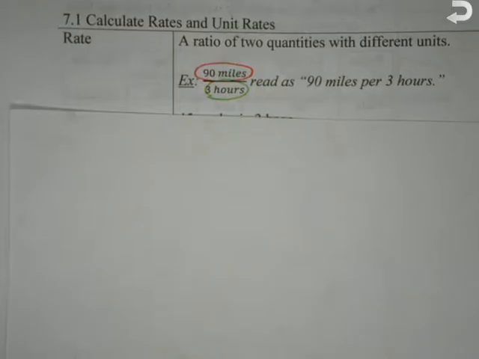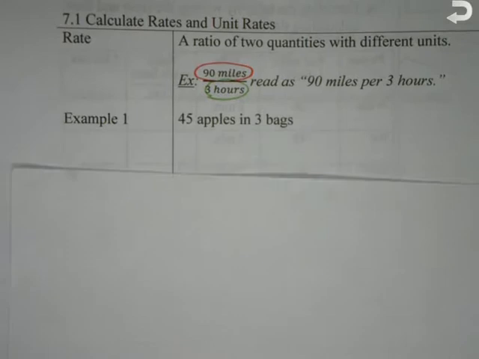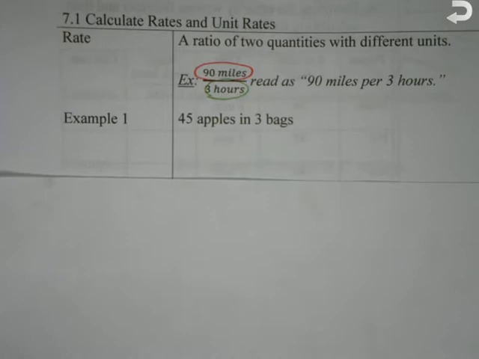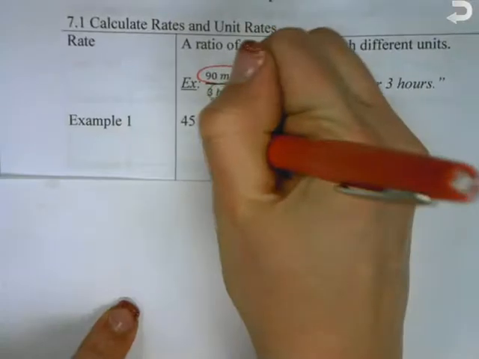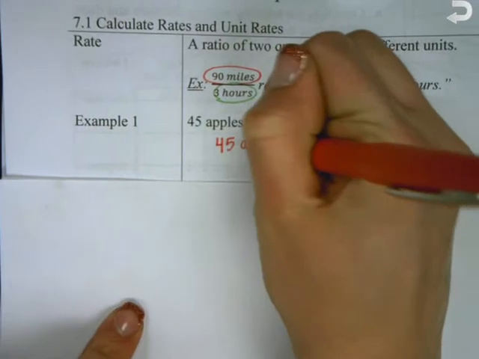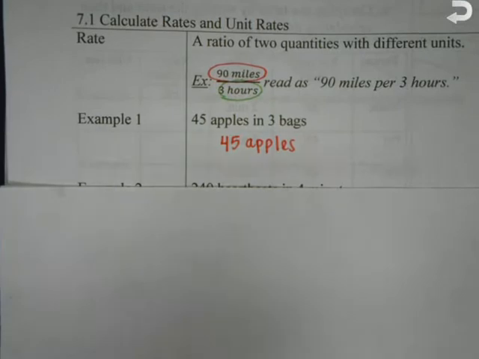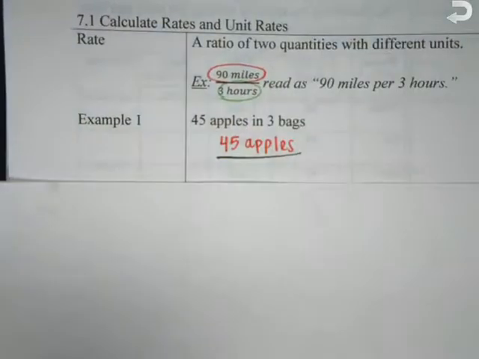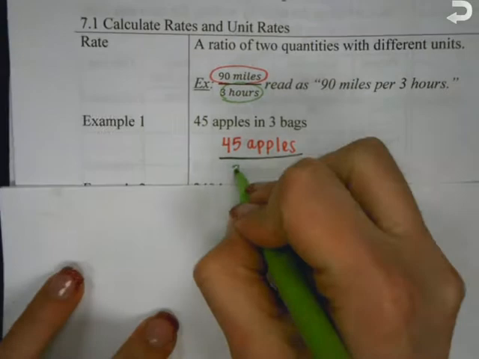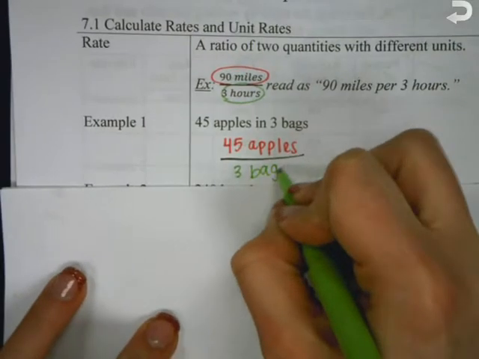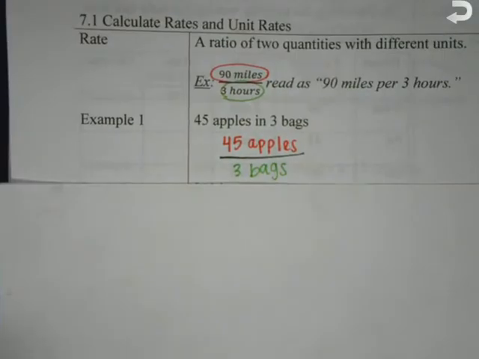Example 1, make sure you write this down. 45 apples in 3 bags. And all I want to do is write this as a rate. Okay? And we go from left to right. So how are we going to write this? We're going to write 45 apples, and you need to make sure you write the units, in 3 bags. So we have 45 apples over how many bags? 3 bags. Yes. Because one of the most important parts of rates is knowing what your units are. So we do have to write the units. Easy, medium, or hard? Easy.